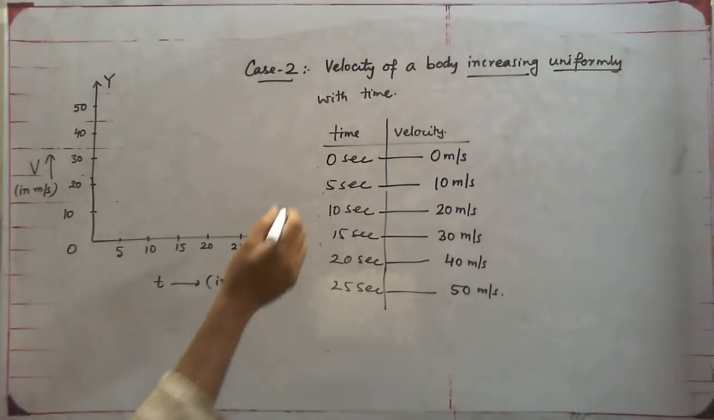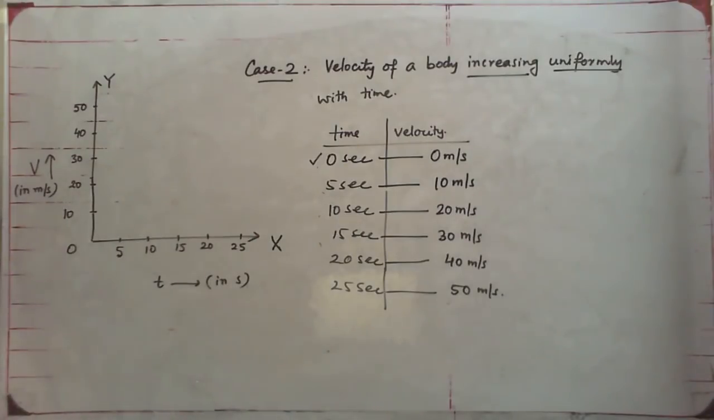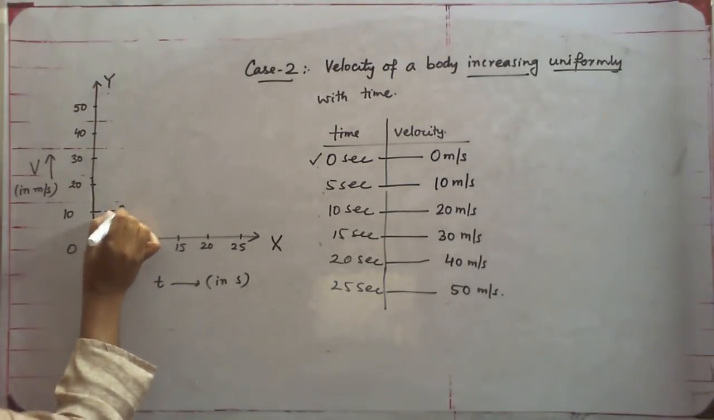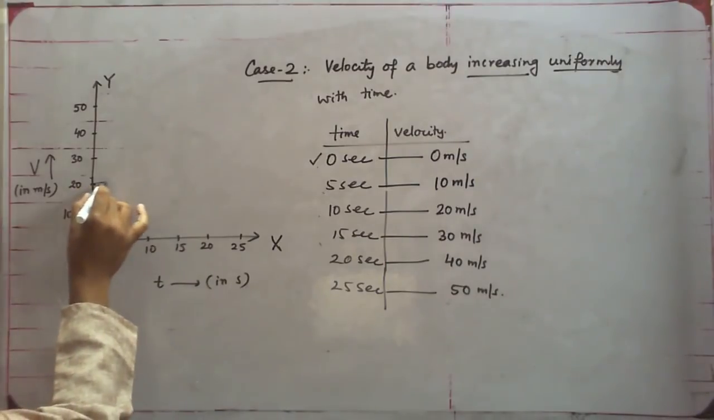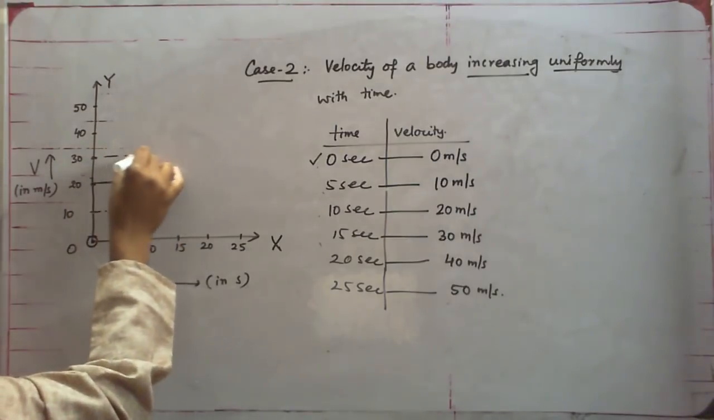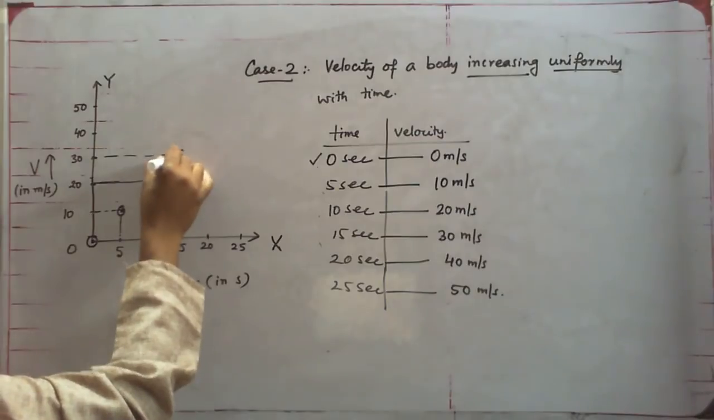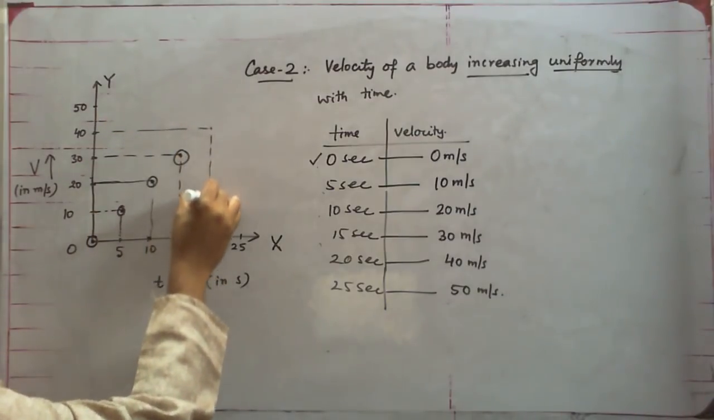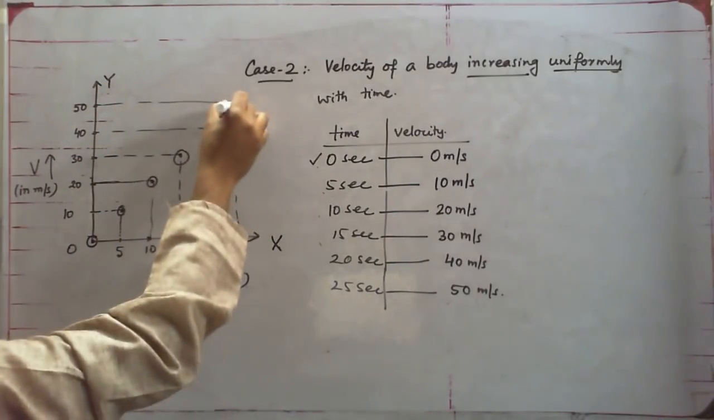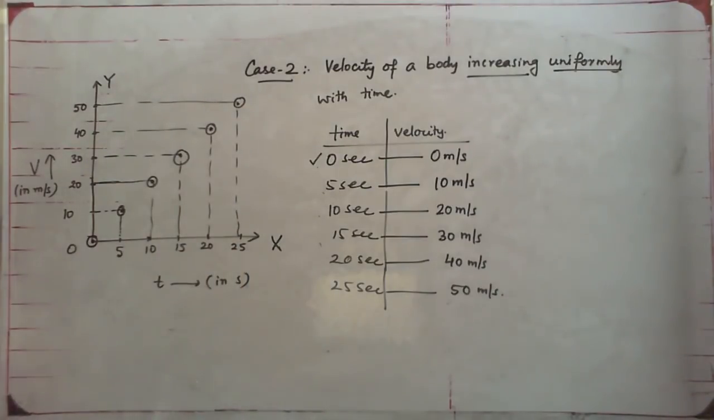So at 0 second, the velocity of the body is 0 meter per second. So this is the point. At 5 seconds, the value is 10 meter per second. So at 5 seconds, 10 meter per second, this is the second point that we get. At 10 seconds, it is 20 meter per second. Then similarly, we get the fourth point, fifth point, and the sixth point. So once we get the points, we can join all the points.